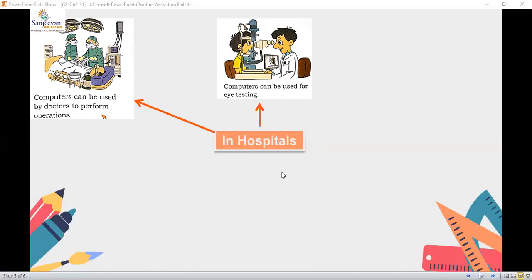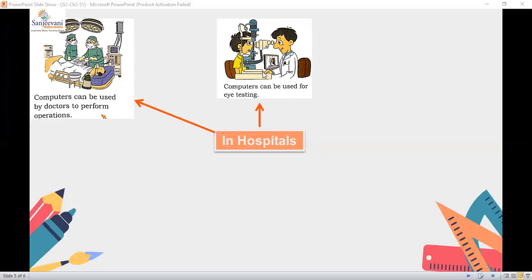The next use of the computer in the hospital is computers can be used for eye testing. Can you see in the picture there is a device for testing the eyes? Yes, and there is also a computer connected to this device. So with the help of this computer, the doctor is monitoring or saying what is the problem in the eyes of the patient.